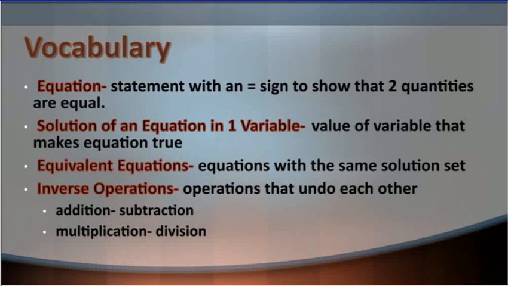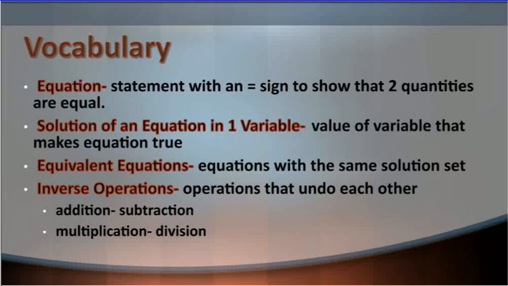An equivalent equation is just equations with the same solution set. So if you have one equation and another one, each number that works for one equation also works for the other one. Those would be equivalent equations. They're equal. And inverse operations are operations that undo each other.